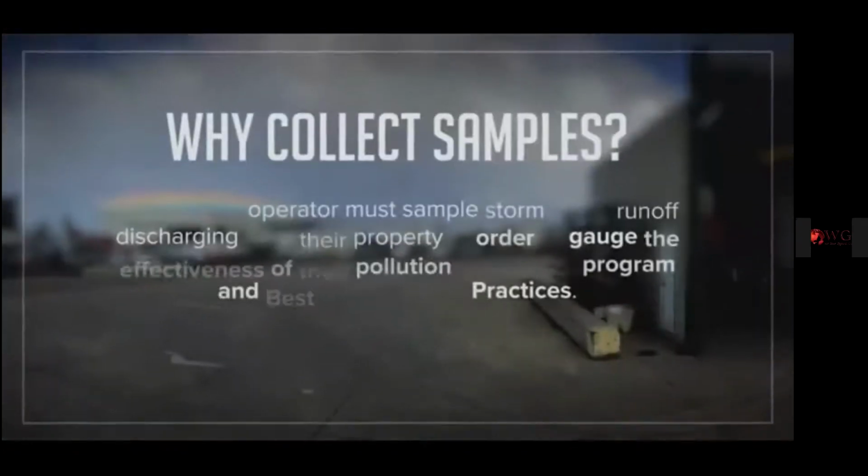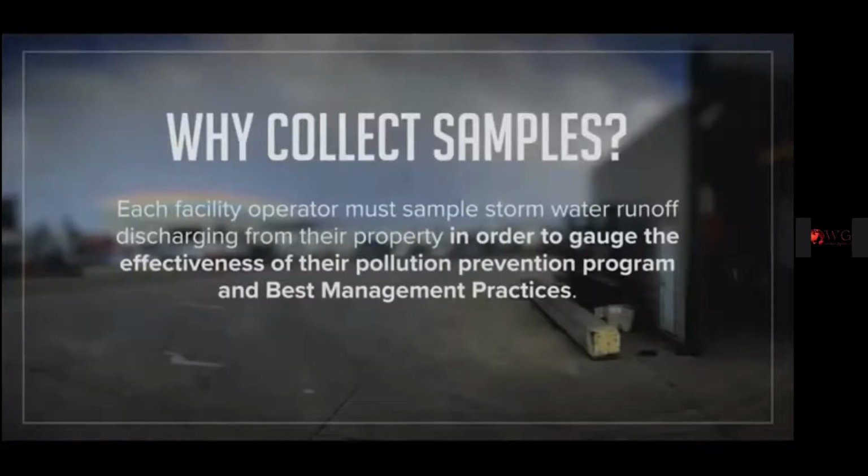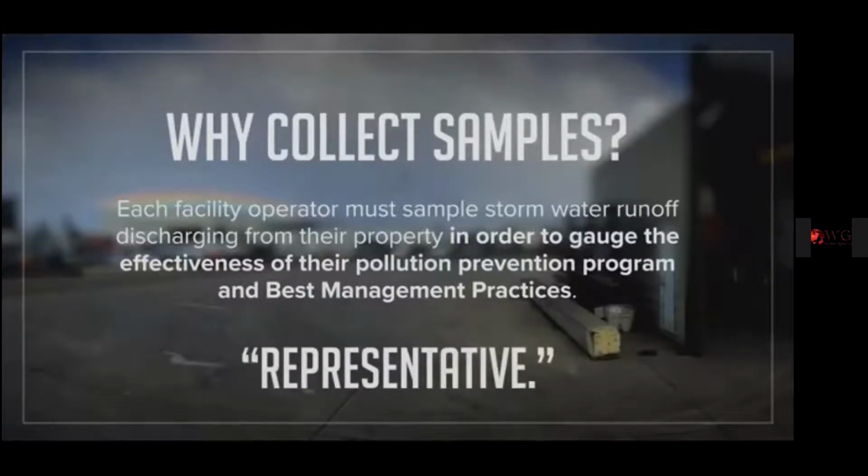So, why do we collect stormwater samples? What are we trying to determine? The California Water Board's Industrial General Permit requires each facility operator to sample stormwater runoff discharging from their property in order to gauge the effectiveness of their pollution prevention program and best management practices. And because these stormwater samples are evaluating the facility's effectiveness at preventing or removing pollutants, they should be representative.